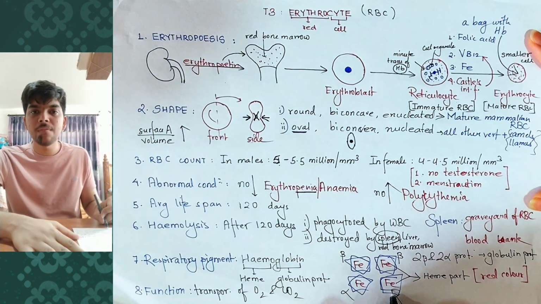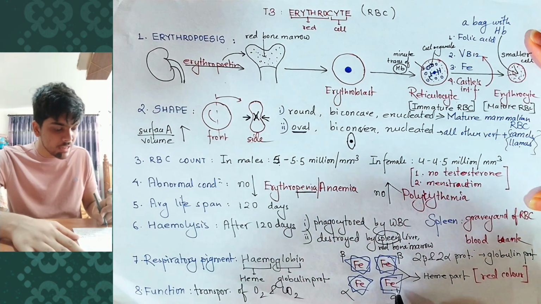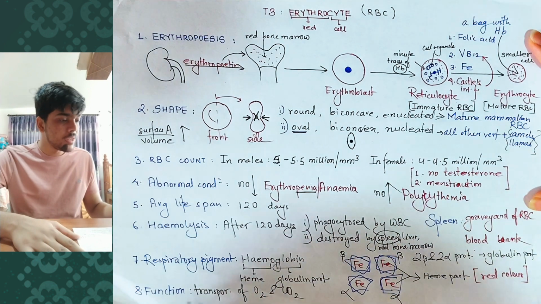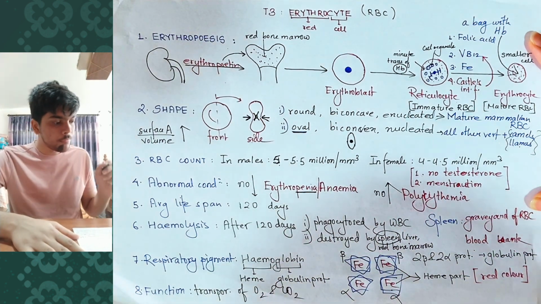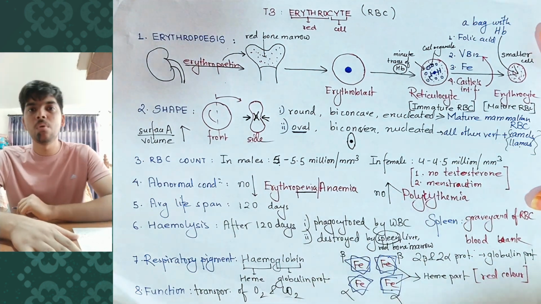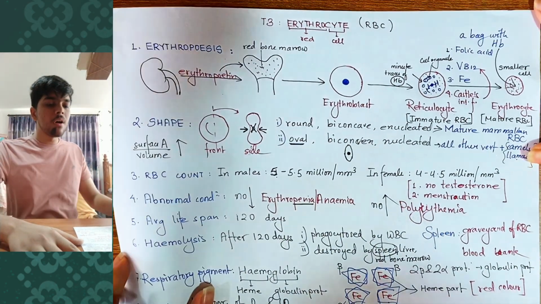During the transportation of gases, the gases such as oxygen and carbon dioxide get attached to the iron part or the heme part. Function: since red blood cell contains respiratory pigment, the function of red blood cell is to transport oxygen and carbon dioxide for respiration. So we are done with the first formed element, that's your red blood cell.